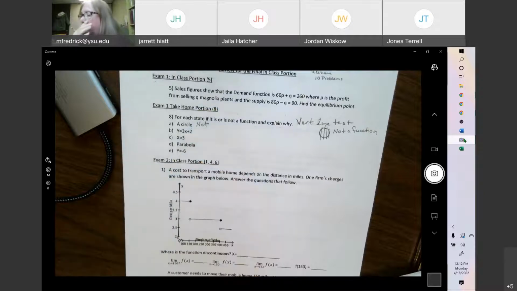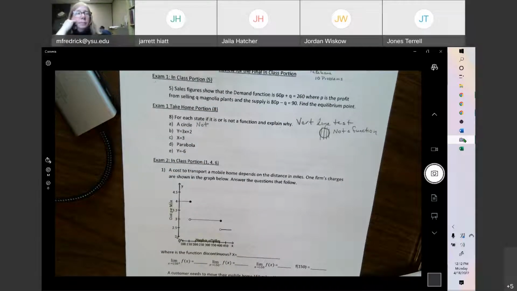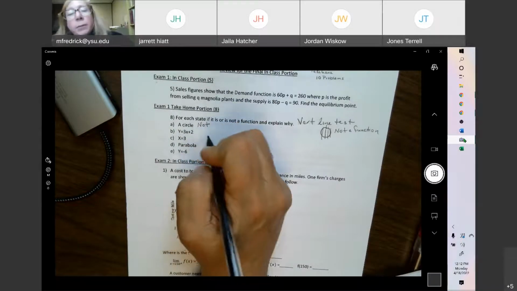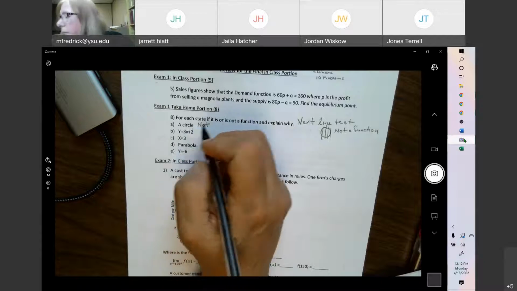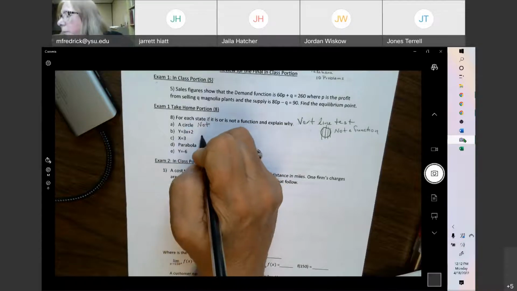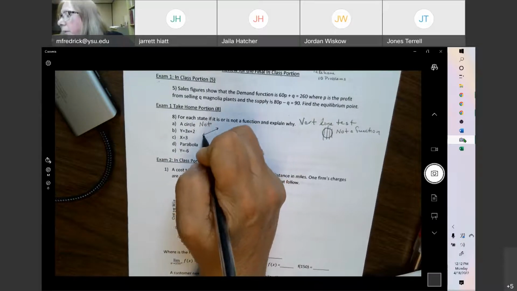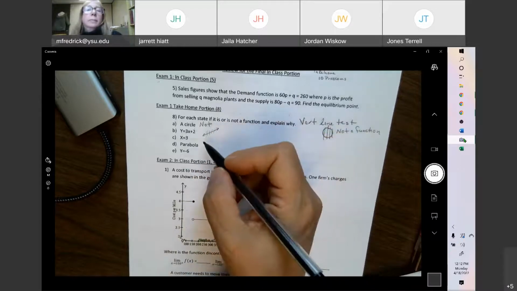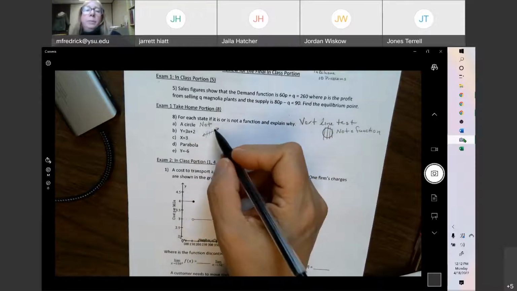How about y equals 3x plus 2? Is it a function? Yeah, it's a function because it's a straight line. This is linear, y equals mx plus b. It's positive, so this would be a line going like this. And we can draw a lot of vertical lines. So this would be a function.